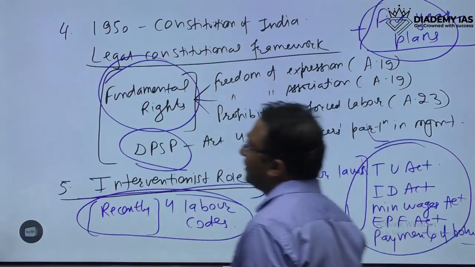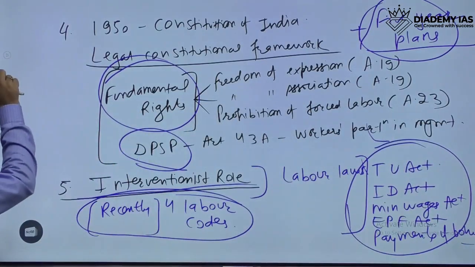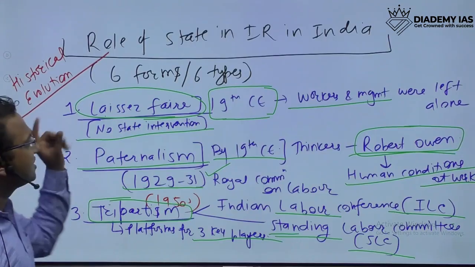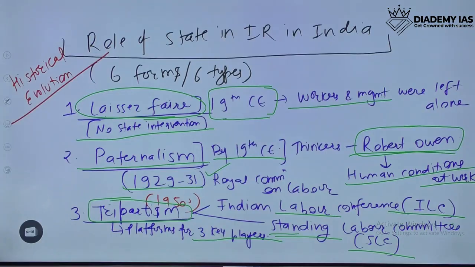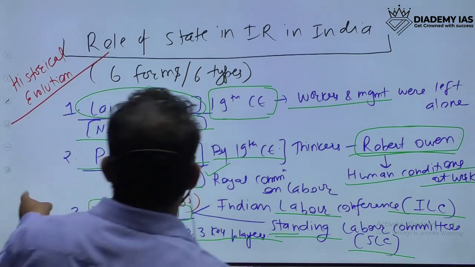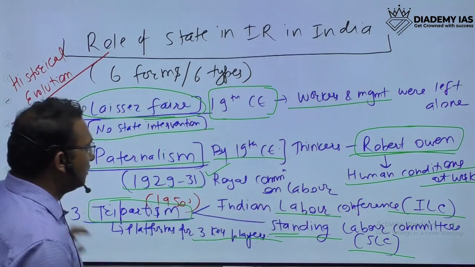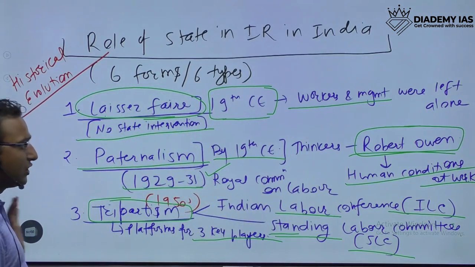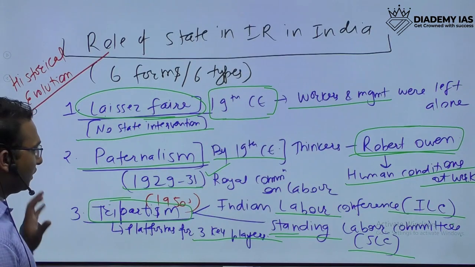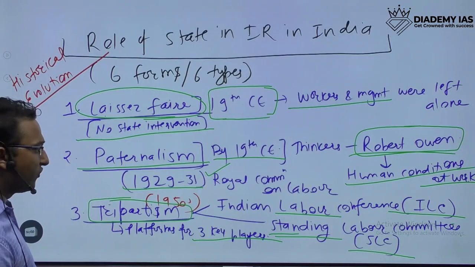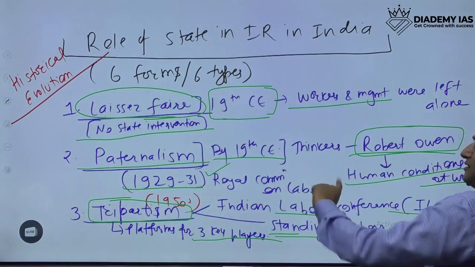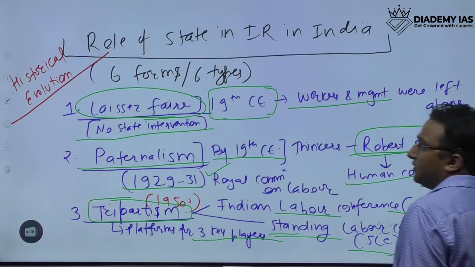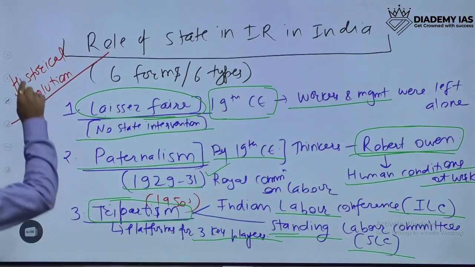Let us come back to the role of the state. So we were discussing the role of the state, okay? The first role is laissez-faire, no intervention of the state in any matter. Second is paternalism, in the 19th century with the help of Robert Owen. Then tripartism, Indian Labour Conference, Standing Labour Committee, right? So we have the laissez-faire policy, paternalism and tripartism.